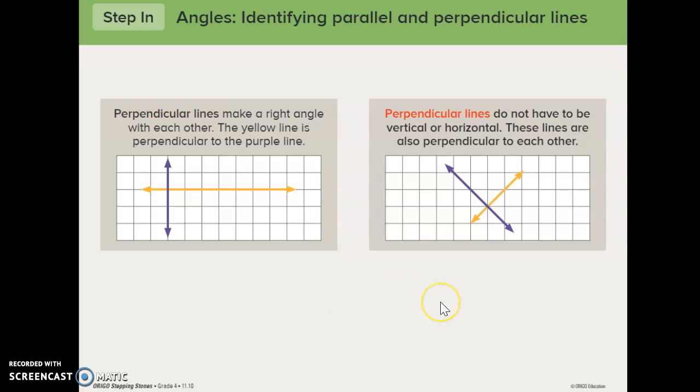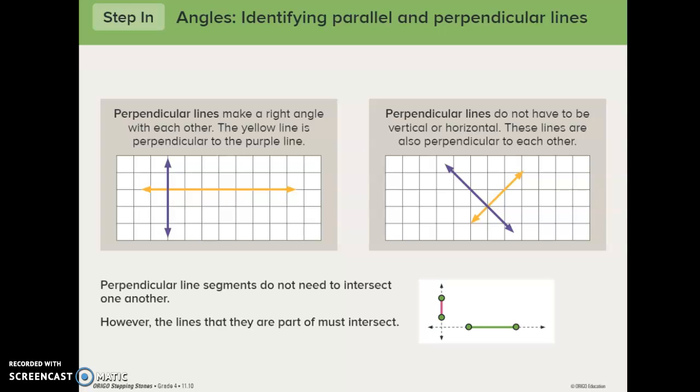Now something to know about perpendicular lines is that they do not have to be vertical or horizontal, meaning they don't have to be straight up and down or straight across. These lines here are also perpendicular to each other. They still create a right angle that you can see. It's a little bit harder to see because it's not perfectly around one of those squares, but I know we talked about using the corner test with a piece of paper. If you stick the corner of your piece of paper in there, you can see that it forms a right angle. So therefore, these are still perpendicular lines to each other.